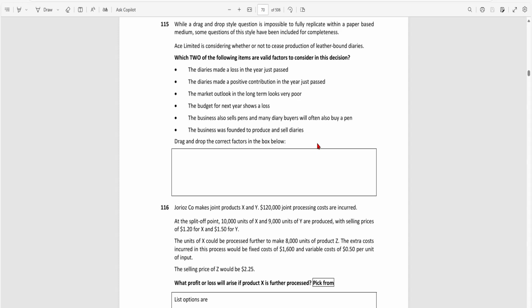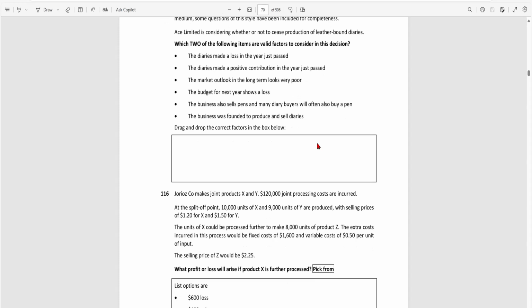And last, the business was founded to produce and sell the diary. So this was at the time of incorporation, right? So it's again past information. It won't impact. And even if we started the business to produce or sell diaries, it can be changed in the future, right? So this is also not valid. I hope this is clear now.